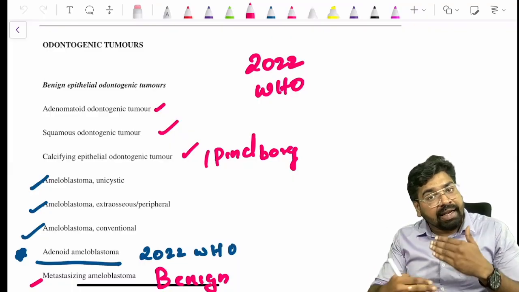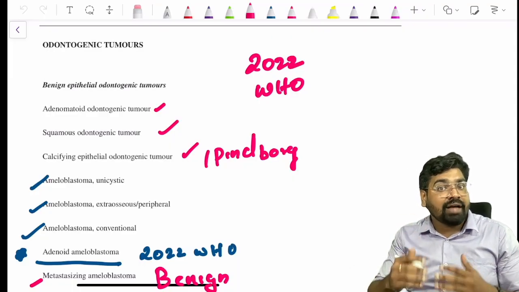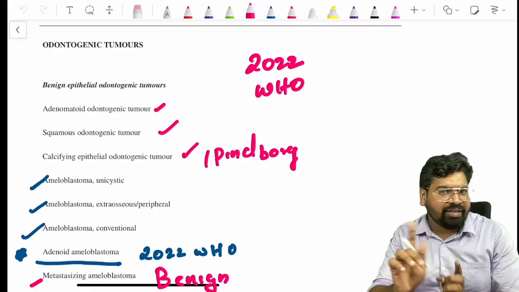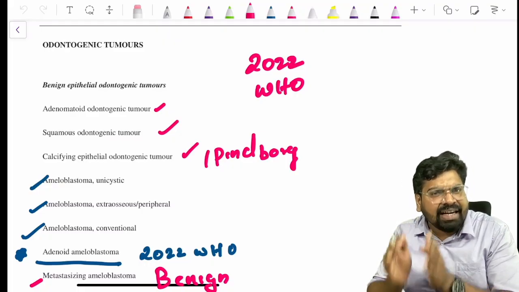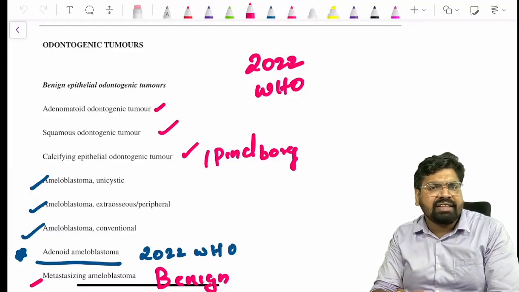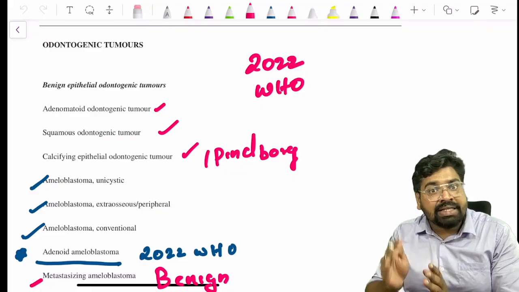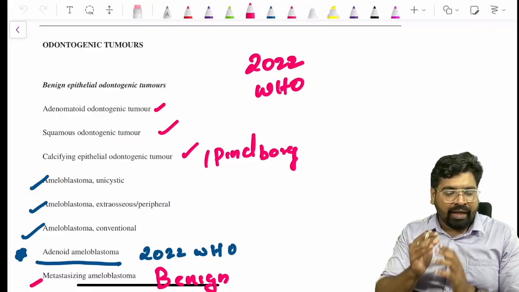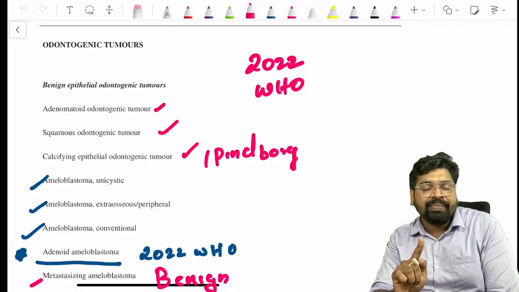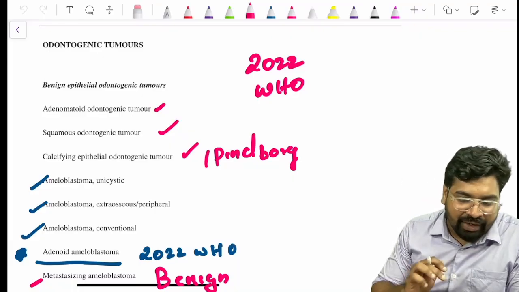The malignant ameloblastoma is ameloblastic carcinoma, not metastasizing ameloblastoma. The exact malignancy of ameloblastoma is ameloblastic carcinoma. So metastasizing ameloblastoma is benign. That is one thing you should remember.